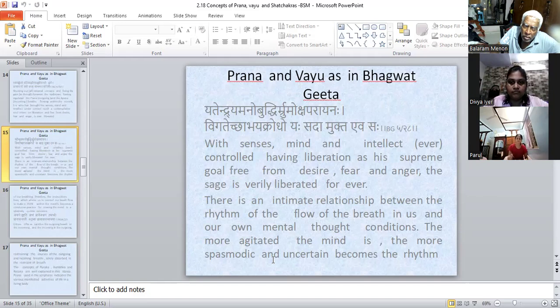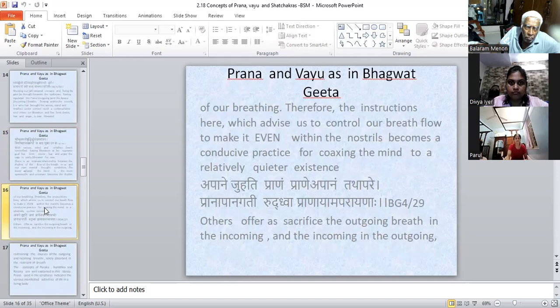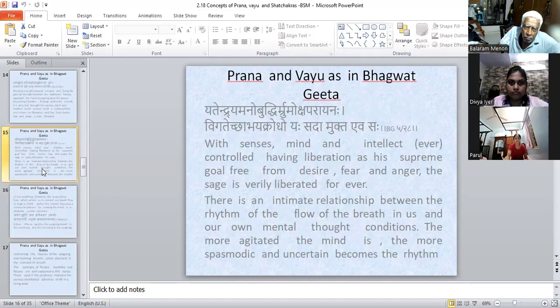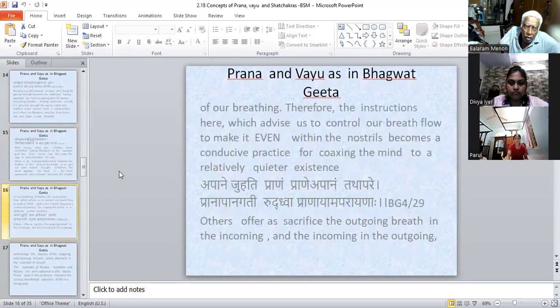And in our mental thought condition, the more agitated the mind is, the more spasmodic and uncertain becomes the rhythm. Therefore, the instructions here which advise us to control our breath flow, make it even within the nostrils, become a conducive practice of coercing the mind to a relatively quieter state.